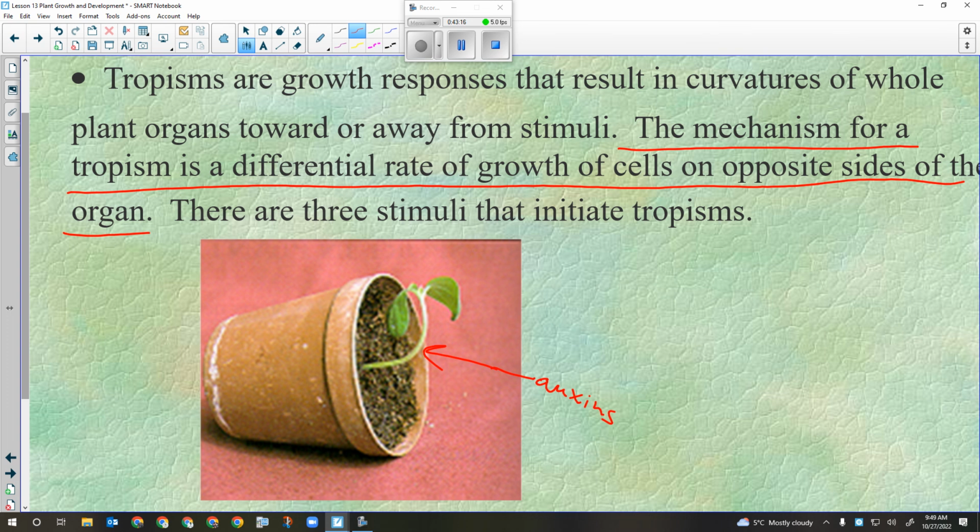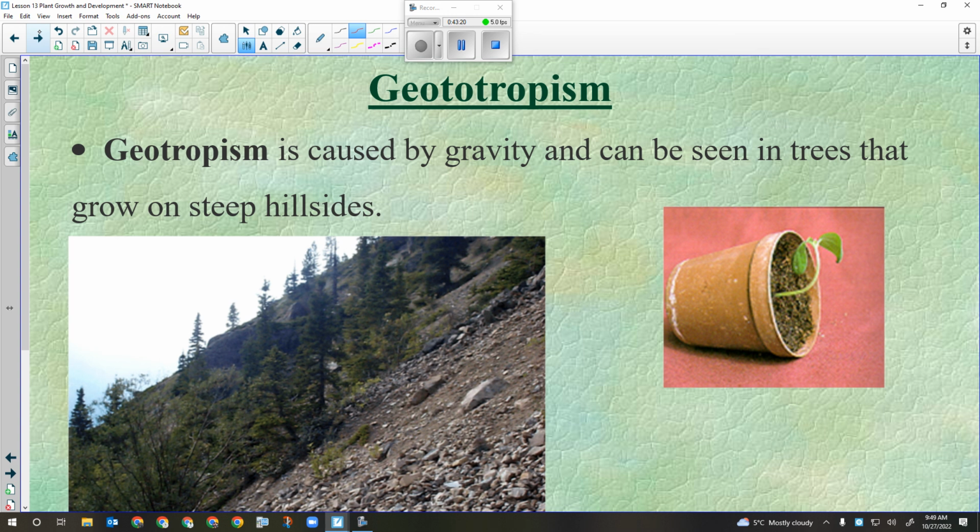Okay, so the 3 types of tropisms. First one, geotropism. Geotropism is a growth response to gravity. It happens because a plant knows which way is up and down, and it's trying to grow or balance because it's been tipped over or something like that.